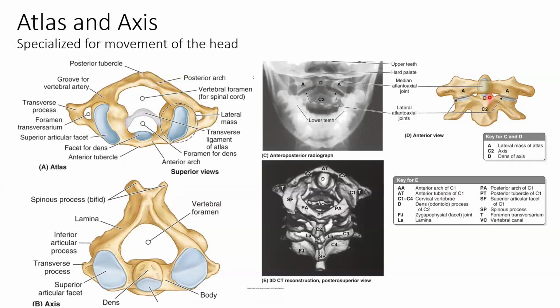C2 is called the axis because it has this little pivot point called the dens or odontoid process. So we have the dens or odontoid process, this superior projection that creates an axis point for the head to pivot on and rotate in our joint rotation. And then it has superior articular facets for the atlas to sit on top of. There are, again, no intervertebral discs between C1 and C2, but we have intervertebral discs throughout the rest of the spinal column, all the way to L5S1.